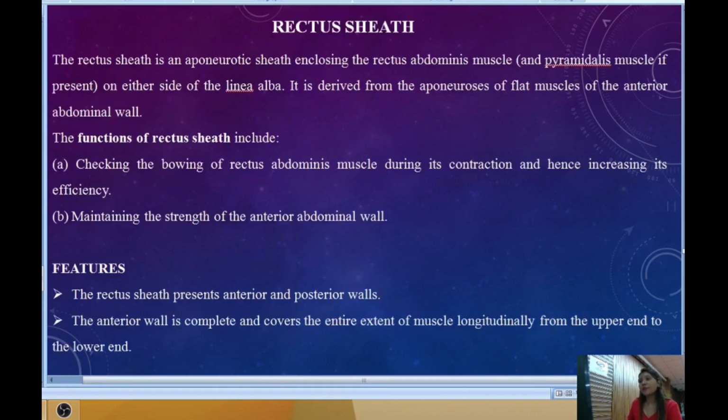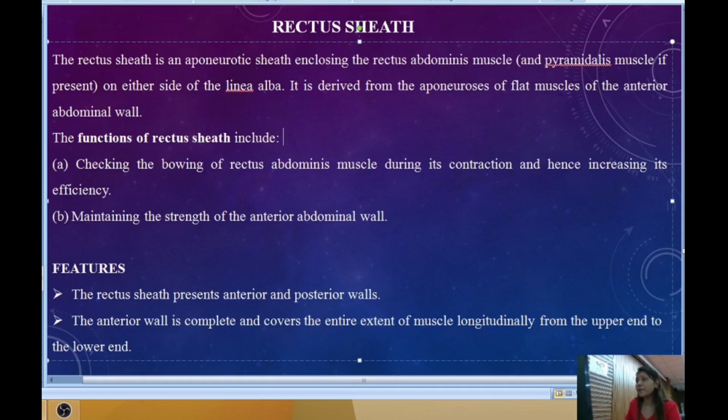Now a very important topic is the rectus sheath, and rectus sheath comes as a short note. Okay, so tick mark, triple star, quadruple star, whatever star you want to put, this will come as a short note. Rectus sheath, very important topic, and every time it comes as a short note. So what is rectus sheath? It is an aponeurotic sheath enclosing the rectus abdominis muscle. So the rectus abdominis muscle is enclosed by an aponeurosis which is known as rectus sheath, and also sometimes pyramidalis.